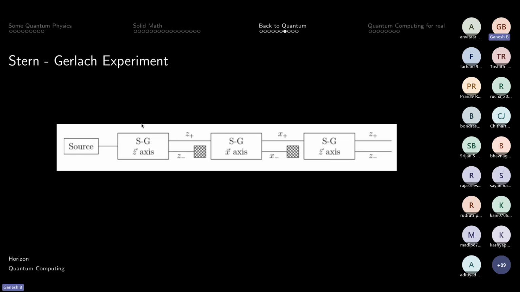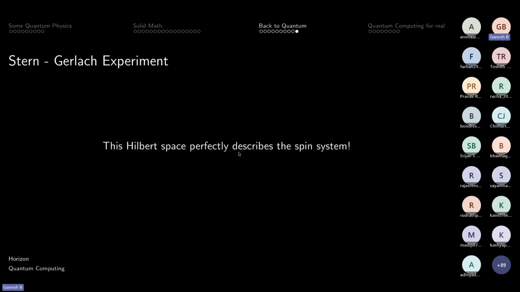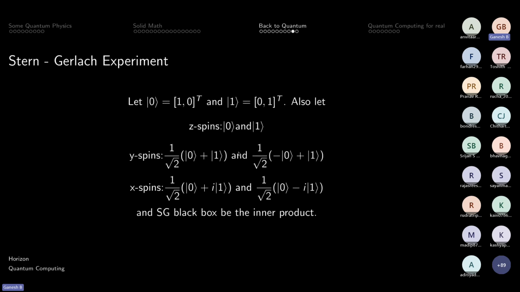Let us say I'm sending a source with z negative, denoted by 1. I'm sending it here. Everything goes to z plus, with no z minus. And now I'm sending it through the x-axis filter. If you go with the definition of this box, the inner product, you take the inner product of 0 and the x-axis, which was defined as 0 plus i times 1 by root 2.